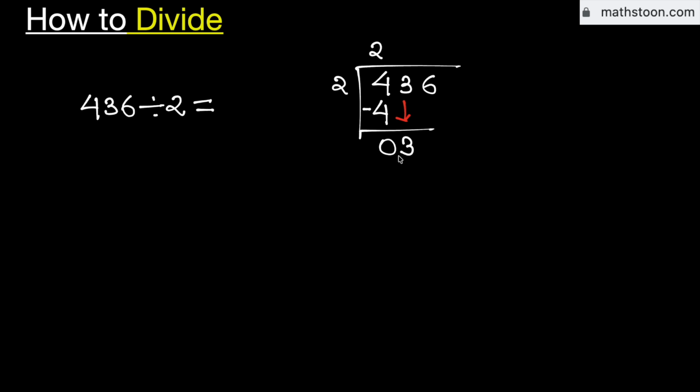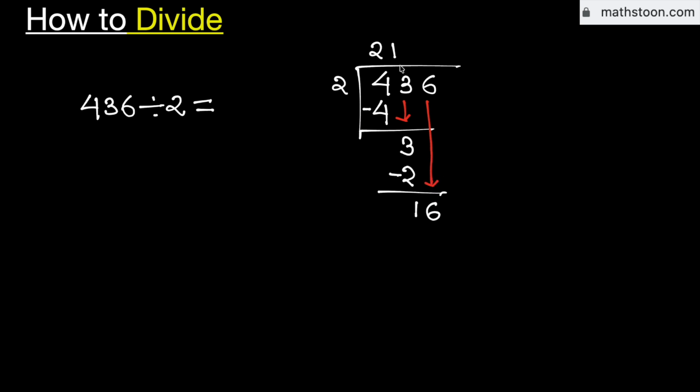Look, this is the number 3. So remove this 0. And we know that 2 times 1 is equal to 2. Subtract, we get 1. Now this 1 is less than 2. That is why we need to bring down this adjacent 6 here.